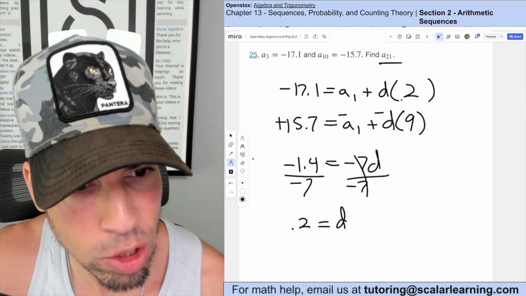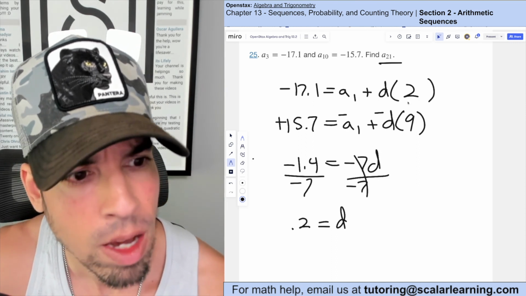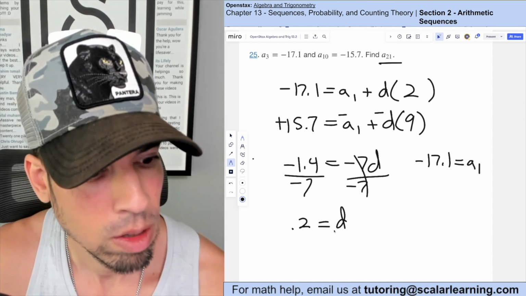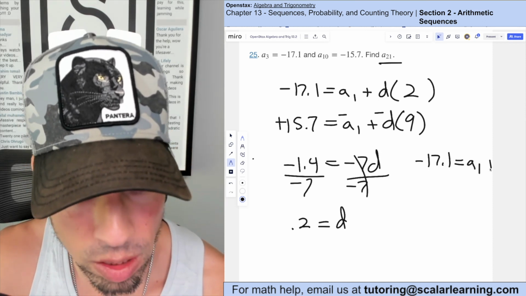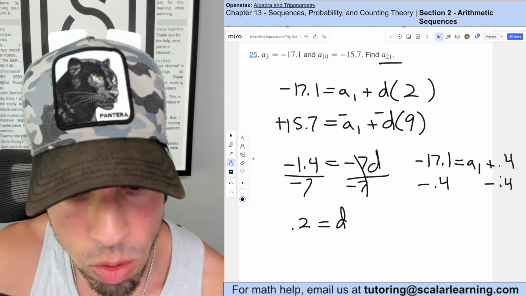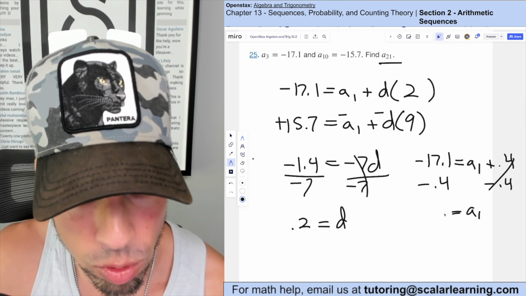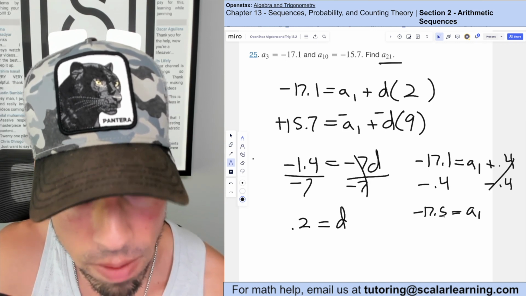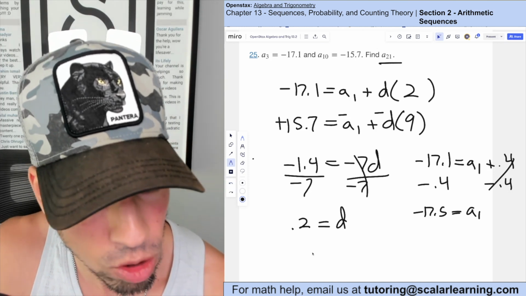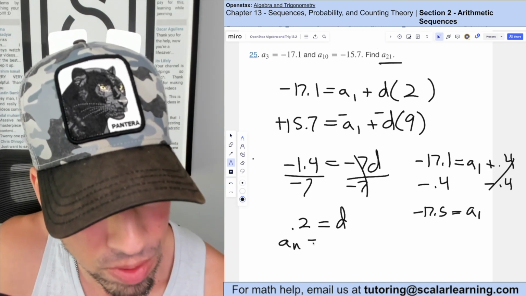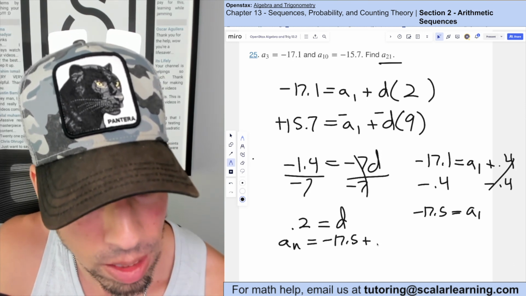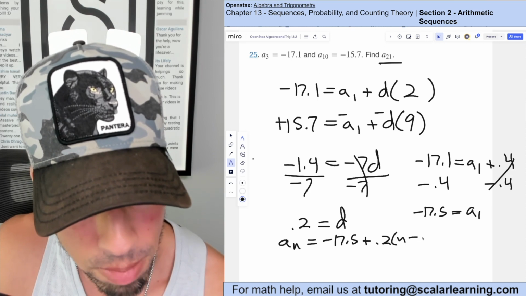So if my common difference is 0.2, I'll plug it into the top equation, and we've got negative 17.1 is equal to a1 plus 2 times 0.2, which is 0.4. Last but not least, minus 0.4 from both sides, like so. And we've got a1 is equal to negative 17.5. Now we have enough information to find the 21st term. So going back, now we have our main equation for the sequence. A sub n is equal to my first term, negative 17.5, plus my common difference times n minus 1.